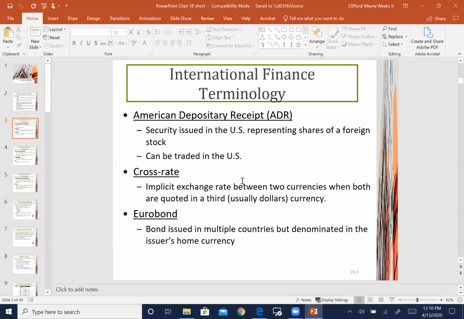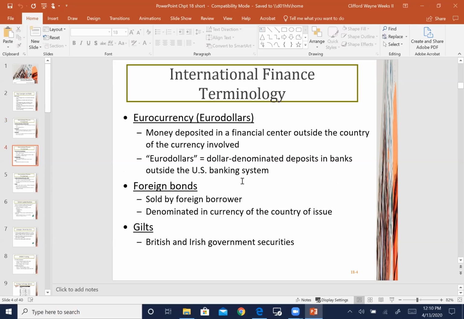Then there's Eurobonds, right? A bond issued in multiple countries but denominated in the issuer's home currency. All right, and so again, we could purchase a French corporation's bonds, okay? But when they pay interest, they're not going to pay us in U.S. dollars. They're going to pay us in euros, all right? Because again, France uses the euro. Eurocurrency, all right, money deposited in a financial center outside of the country of the currency involved, all right. There's Eurodollars, all right, the dollar denominated deposits in banks outside the U.S. banking system, all right. So again, mostly terminology.